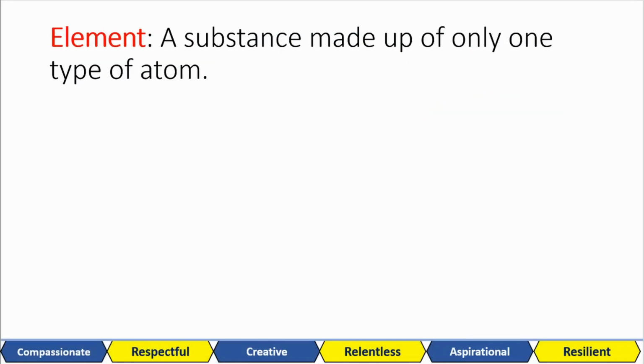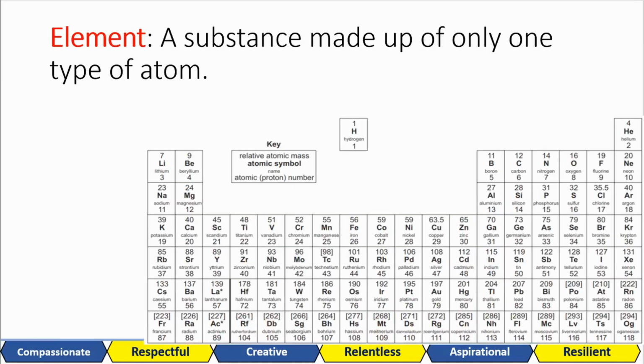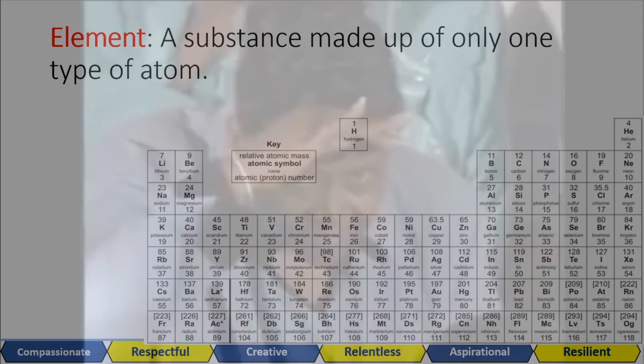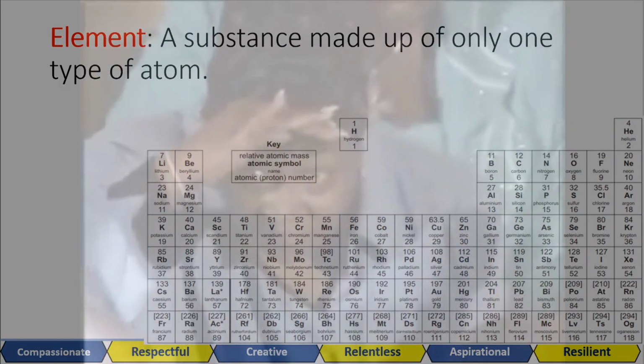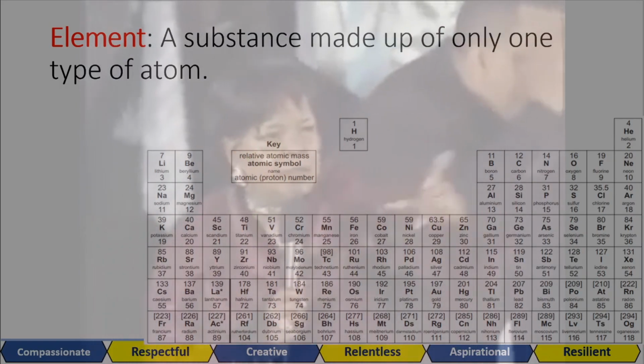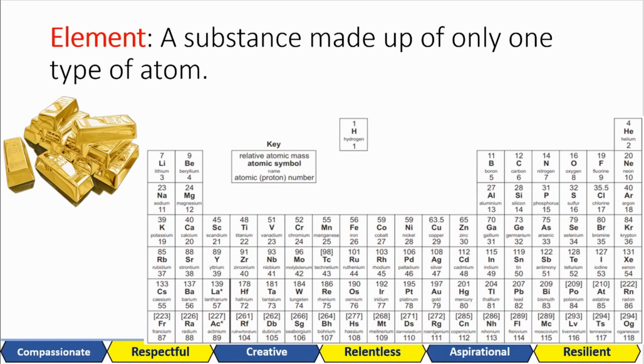The modern idea of an element is a substance that's made up of only one type of atom. An easy way to tell if something's an element or not is to just look at your periodic table. So gold is an element because we have it on our periodic table, and also oxygen. There are just over 100 elements that make up our entire universe.